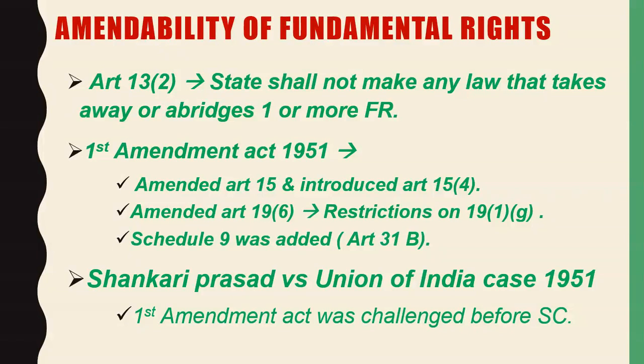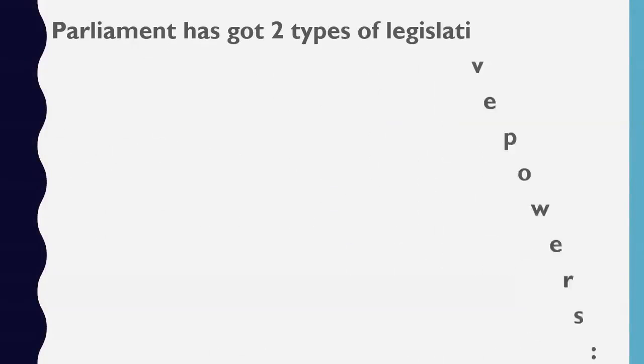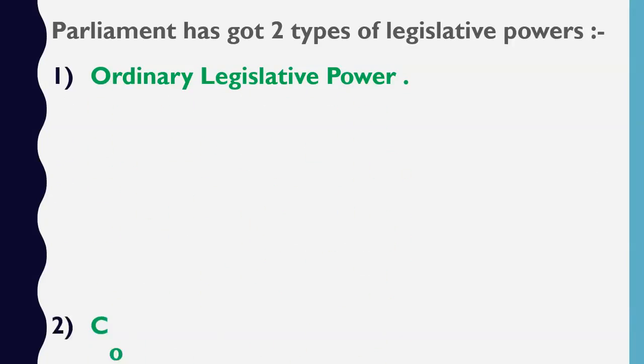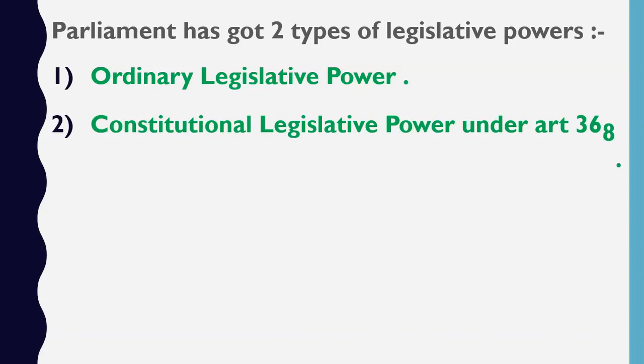The First Amendment Act 1951, along with other things, was challenged before the Supreme Court in the Sankari Prasad versus Union of India case 1951. In that case, the First Amendment Act was challenged before the Supreme Court. But the decision of the Supreme Court came in favor of Parliament. The Supreme Court said that Parliament has two types of legislative powers. The first type is ordinary legislative power, which means Parliament has the power to make ordinary laws by simple majority.